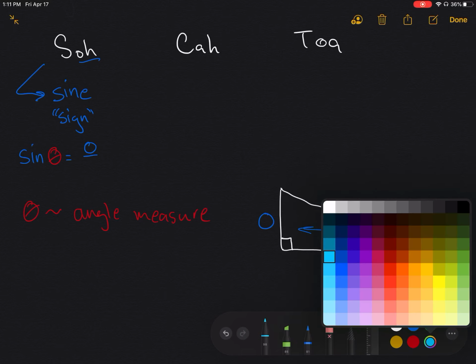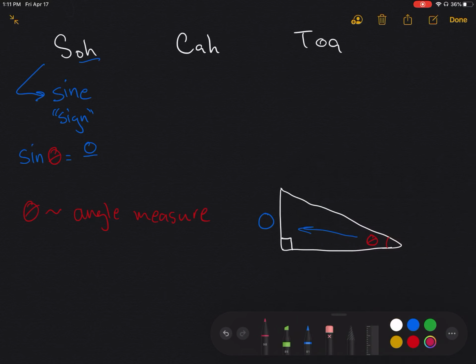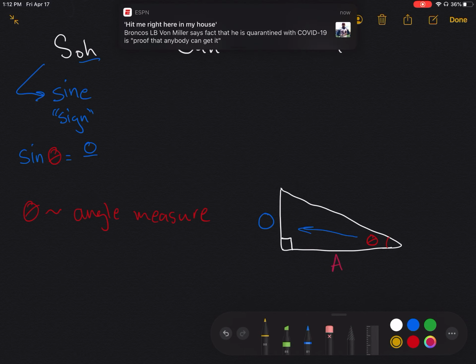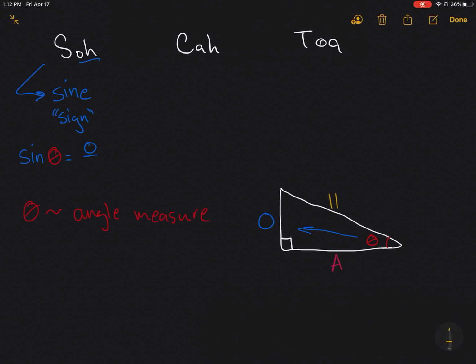Our adjacent side is the side that is not the hypotenuse, but is still connected to the angle. So that is down here, and we'll call the hypotenuse that right there. Okay, so hypotenuse is always the longest side, opposite's on the opposite side of the triangle, and adjacent is attached to the angle, but is not the hypotenuse. Right. So for sine, we take the opposite side over the hypotenuse. That's what the SOHCAHTOA tells us. So opposite over hypotenuse.